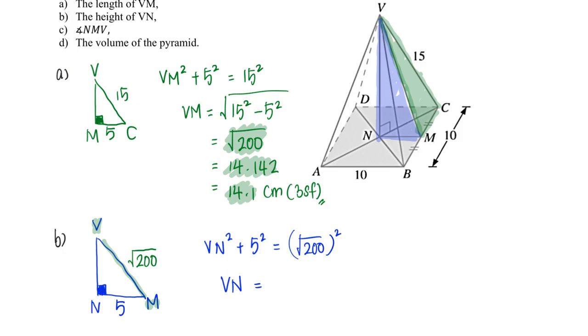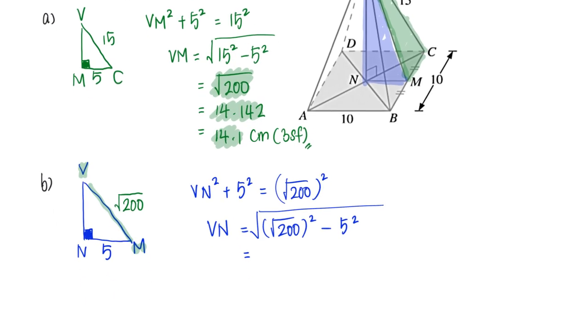Yeah, so VN will be equals to square root 200 square, which is actually 200. I'm going to minus 5 square on both sides and then square root the whole thing. So this one is actually equals to the square root of 175, 13.229 to about 5 significant figures, 13.2.